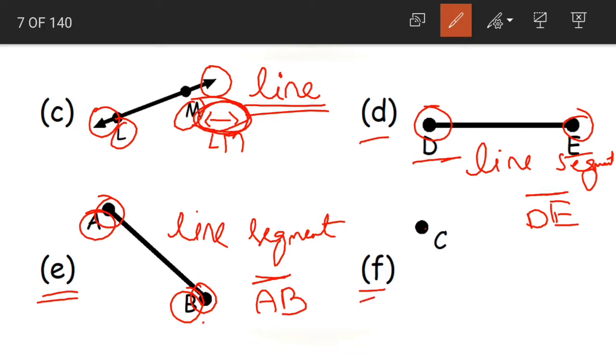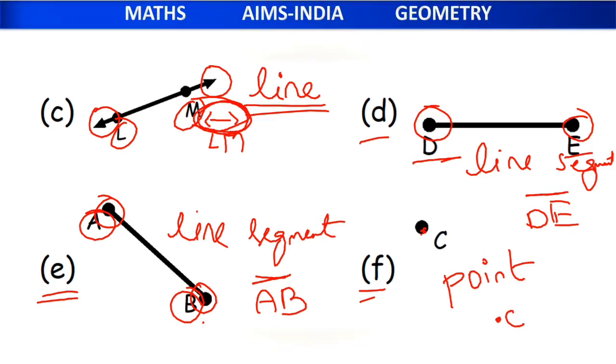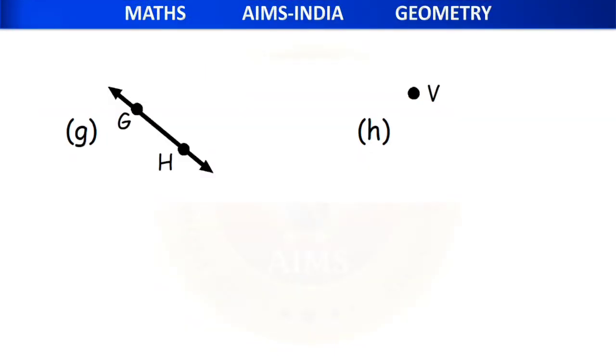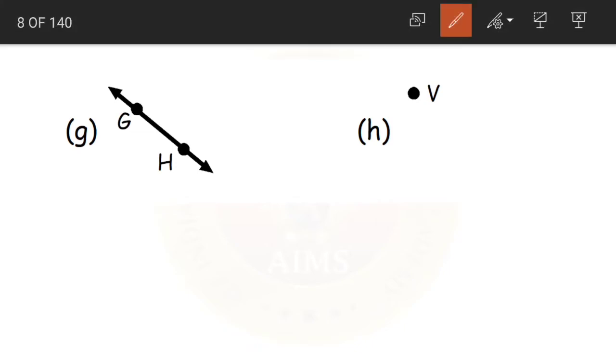Now coming to question F, we just have a point. So our question F is a point, and what is its name? It is point C. Is this clear, children? The ray, line segment and point.